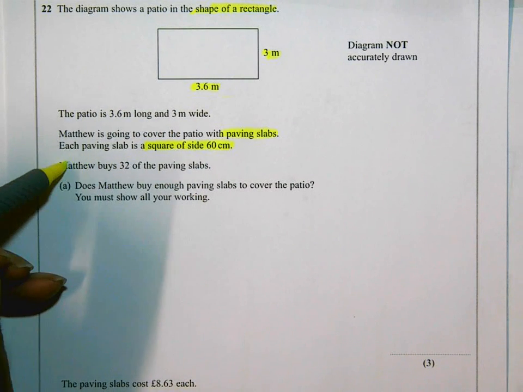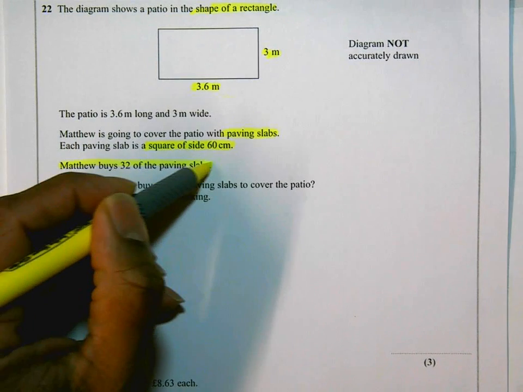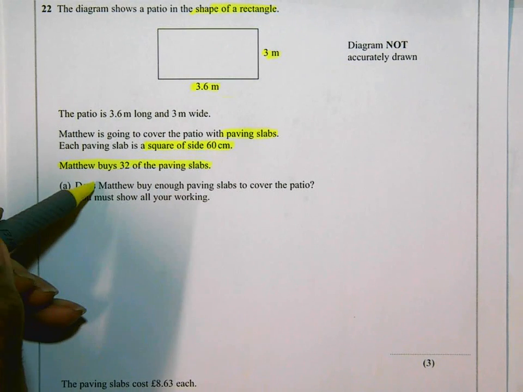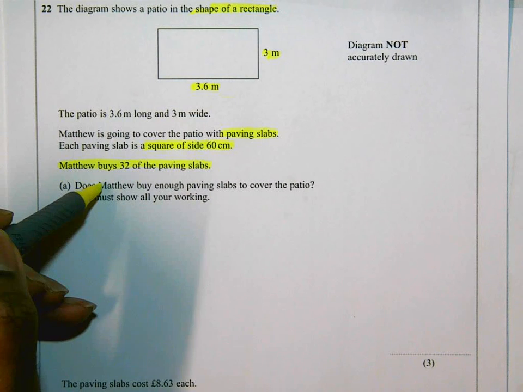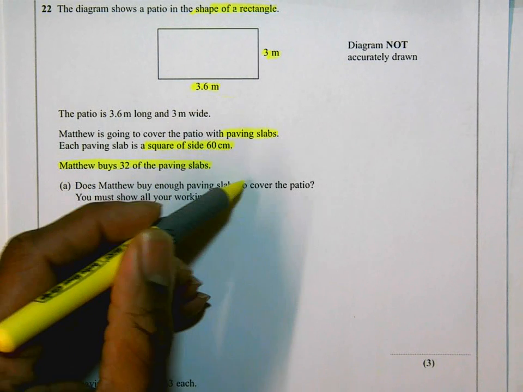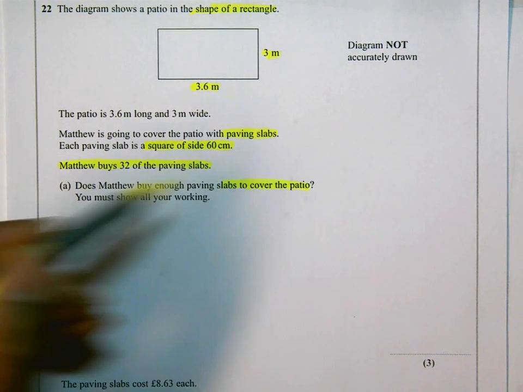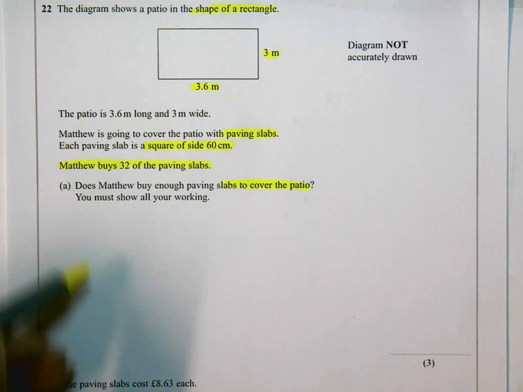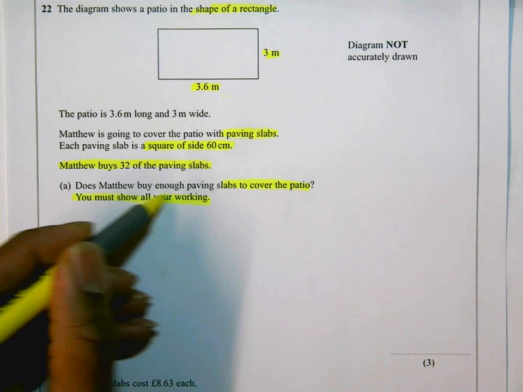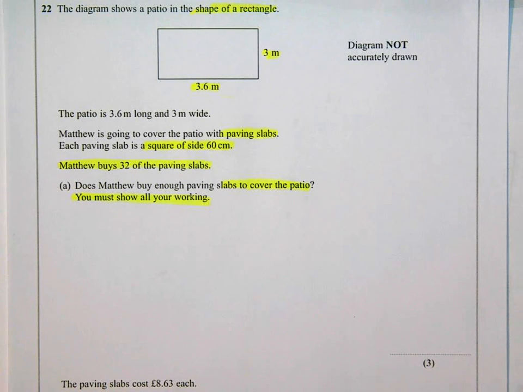Matthew buys 32 paving slabs. So question part A: does Matthew buy enough paving slabs to cover the patio? You must show all your working. That's really important, showing all the workings, because they're going to give you marks for that.